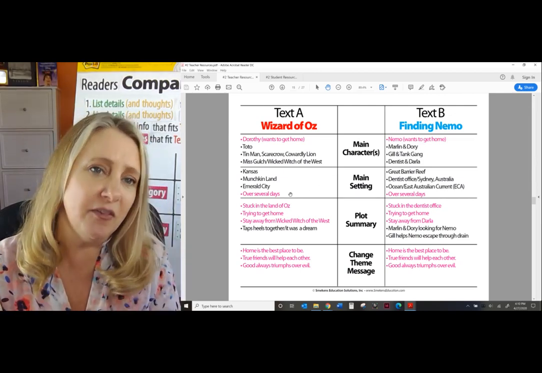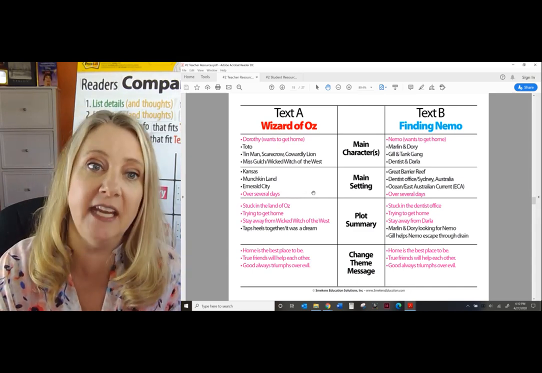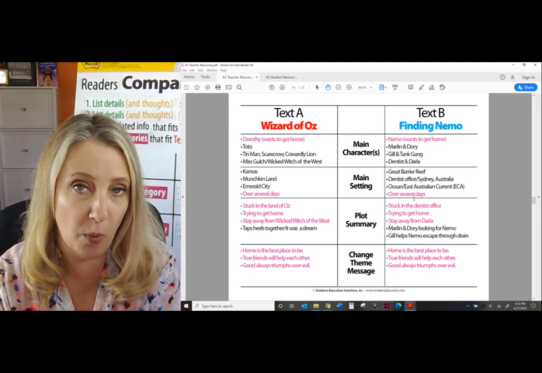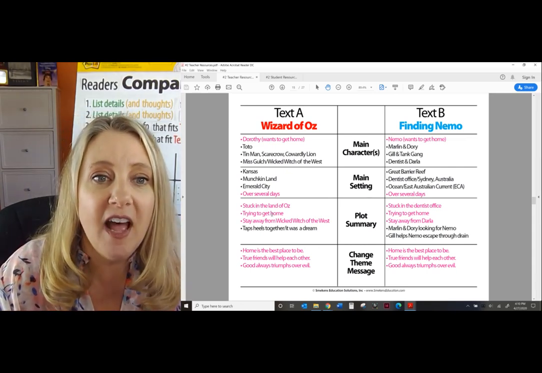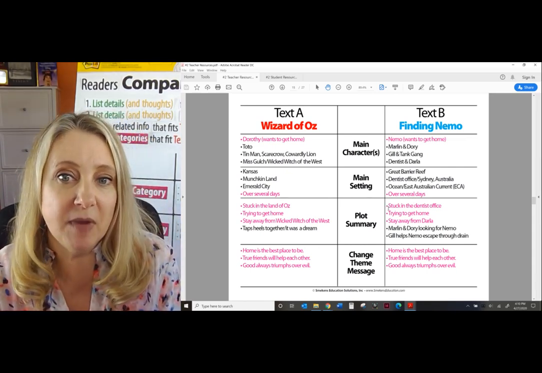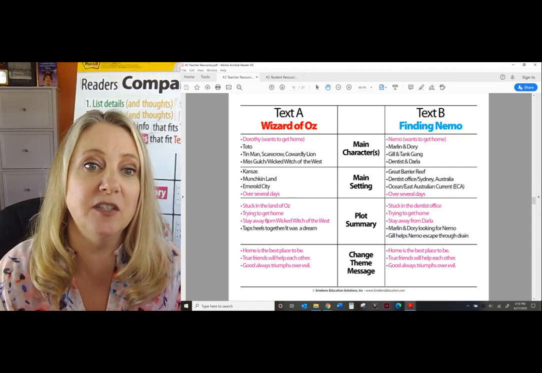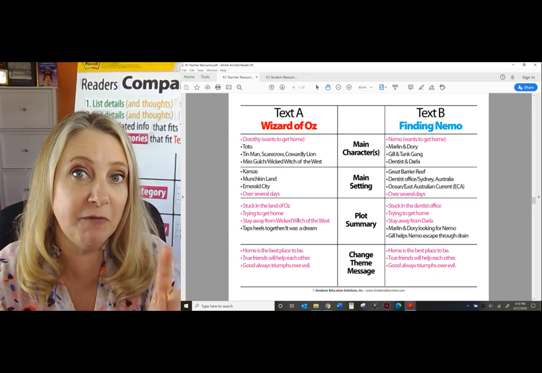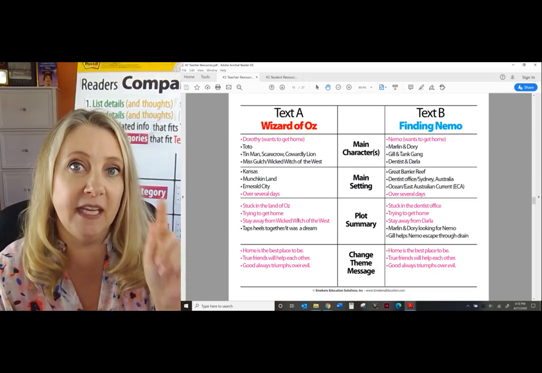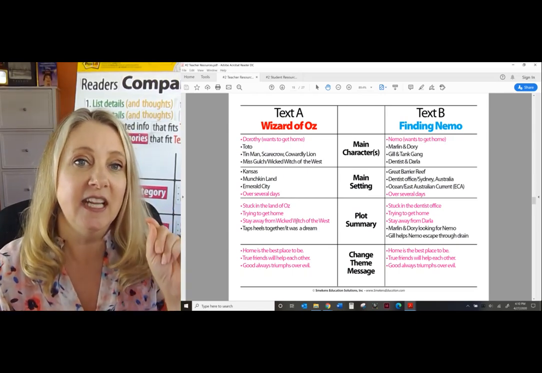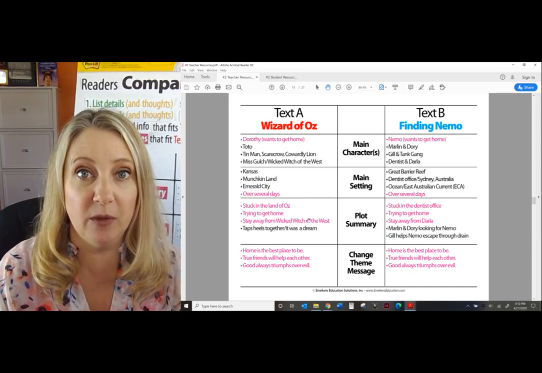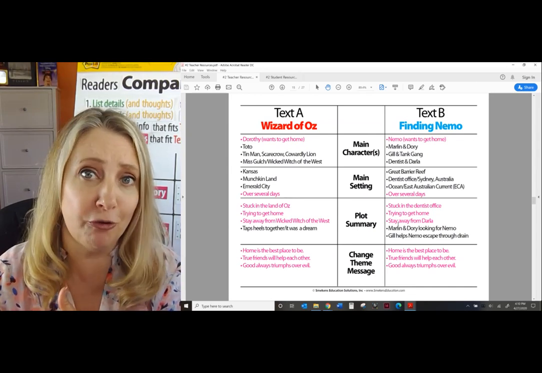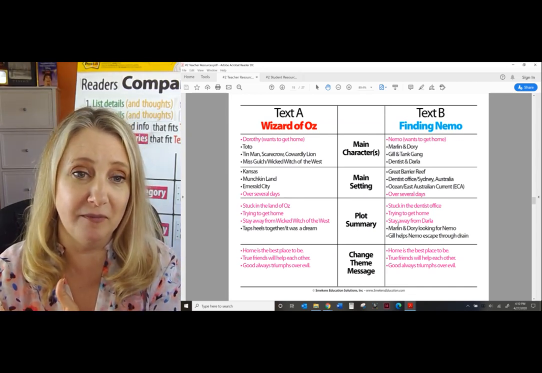Now, for setting, it takes several days for them to concoct a plan so they can actually get home. The Wizard of Oz and Finding Nemo are similar because both characters are trying to stay away from an evil antagonist. In the Wizard of Oz case, it's the Wicked Witch of the West, while Nemo is trying to stay away from a little girl named Darla.